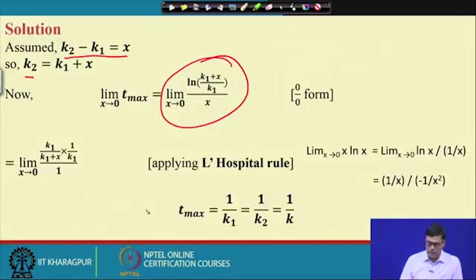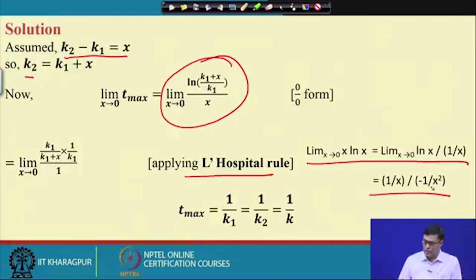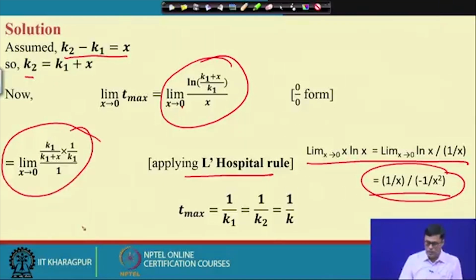Then the L'Hospital rule equation is like this. If you take the limit as x tends to 0 of x ln x, it will be like this. So, we can write in this form. The same form we can apply here. If we apply this form, we will find that this will cancel, then k1 will cancel, this will be 1 by k1, and then as x tends to 0, I can ignore x, then it will be 1 by k1, and since k1 equals k2, I can write 1 by k2 equal to 1 by k.